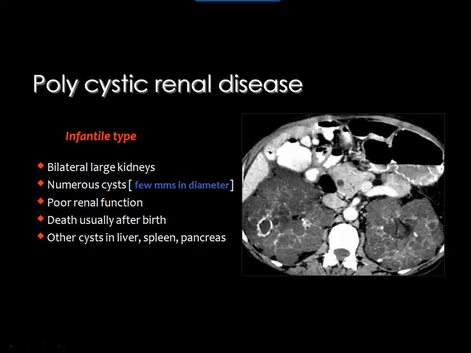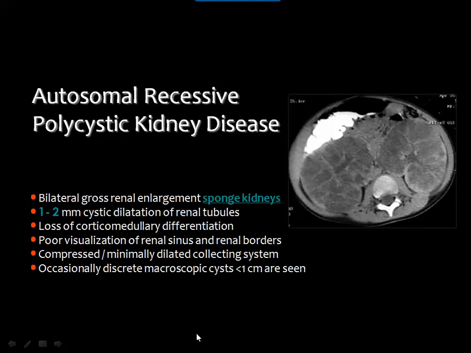The imaging findings are: the kidneys are very large. The kidneys are replaced by many small cysts ranging a few millimeters in diameter. The renal function is poor, and this usually occurs after birth. In both cystic renal diseases, the infantile type and the adult type, other cysts are usually located in the liver, in the spleen, and sometimes in the pancreas.